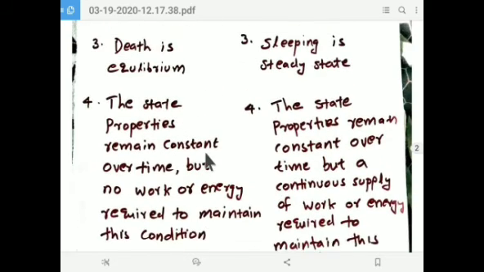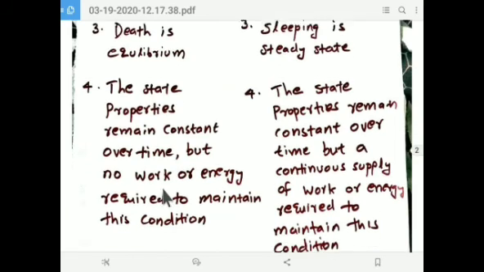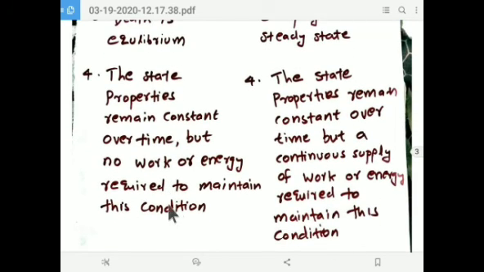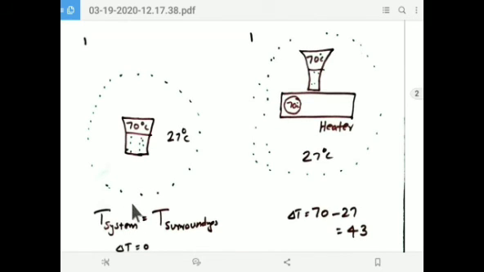Then let us discuss the definitions. The condition of equilibrium: here the state properties remain constant over time, but no work or energy is required to maintain this condition. Very important. Keeping this condition, T system is equal to T surrounding. After that, I don't want to give any extra energy or work to maintain this condition.